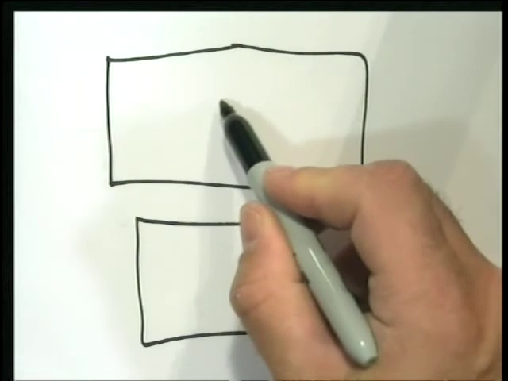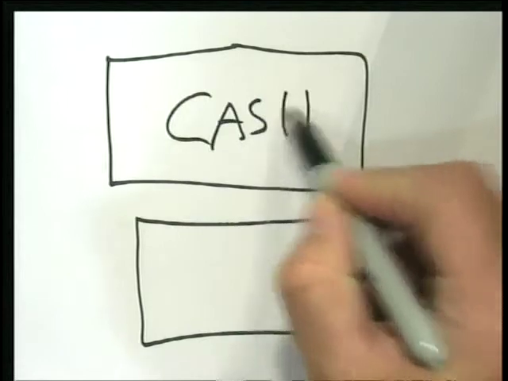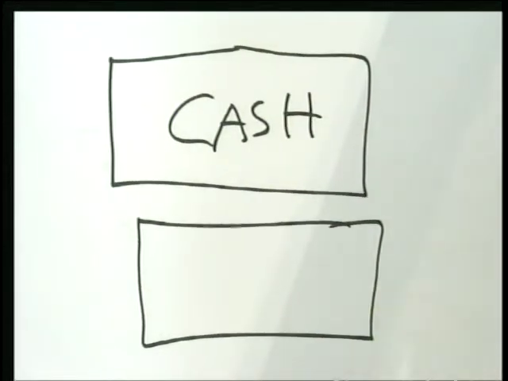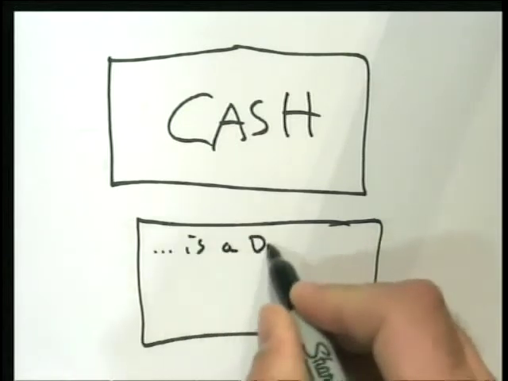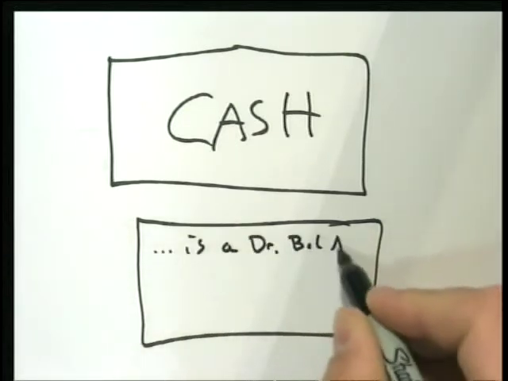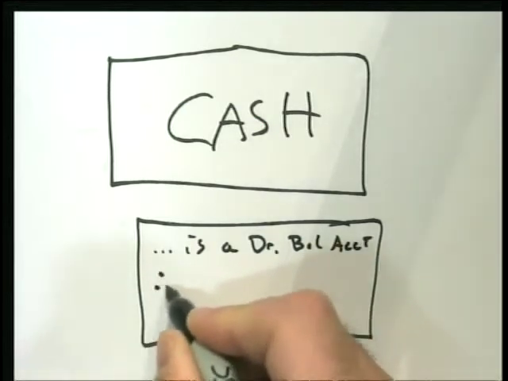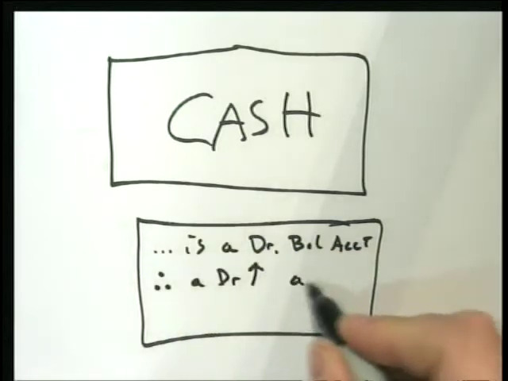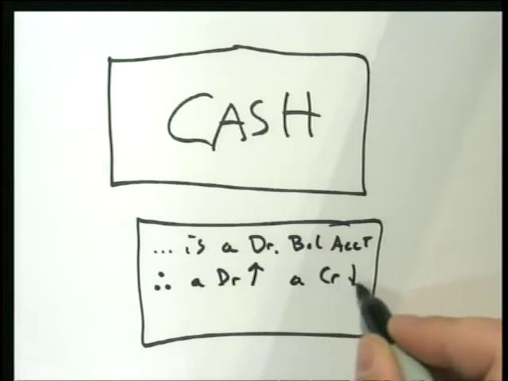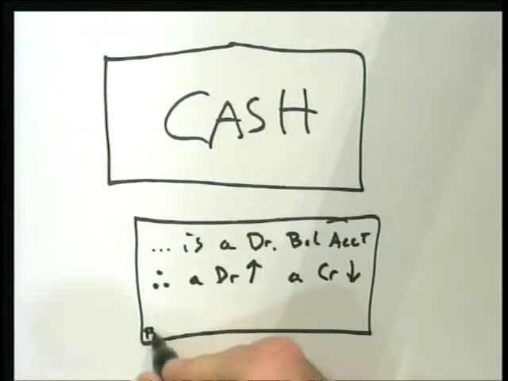This is the back of the card. On the front of the card, for each of those accounts on that sheet, write what the account is. And on the back of it, say, is a debit balance account. And you might even expand that a little bit and say, therefore, a debit increases, a credit decreases. And if you even want to go above and beyond, you could even write down here what financial statement it shows up on.